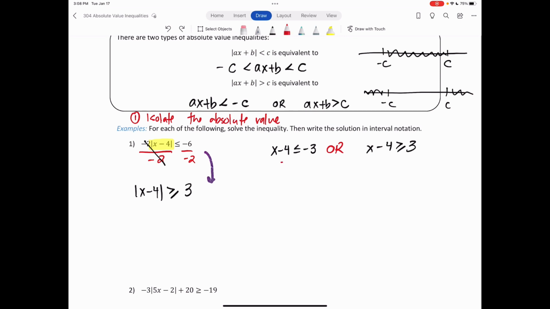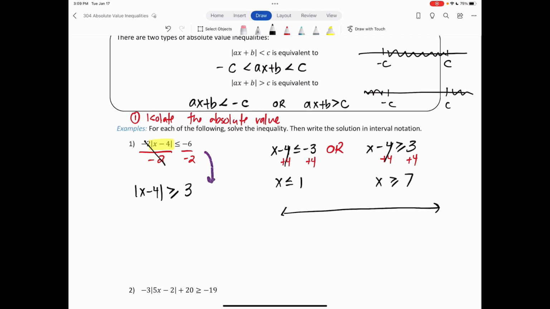So I'm going to start by adding 4 to both sides. X less than or equal to 1. I'm going to do the same thing to this other inequality. Add 4 to both sides. X greater than or equal to 7.